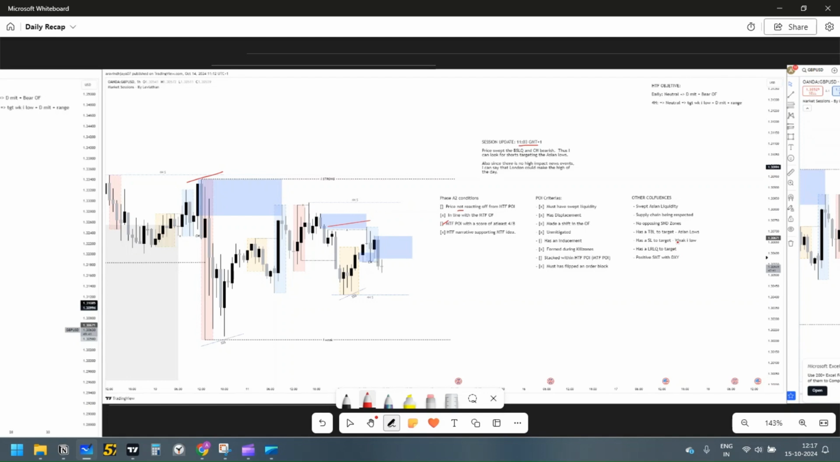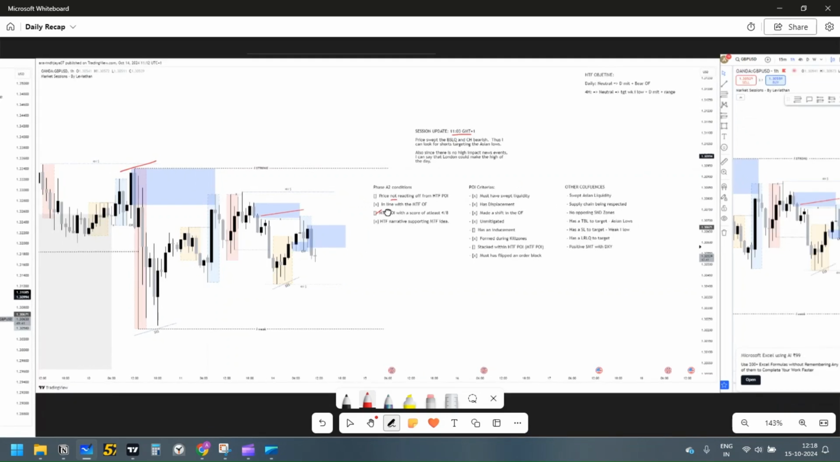What are the other confluences? The Asian high supply chain is being respected, and it has flipped an order block, and there is no opposing supply and demand zone. And there is a time-based liquidity to target. What time-based liquidity? The Asian lows, New York lows and previous week's low. And there is also low resistance liquidity to target, and there is a bearish divergence with DXY. All this adds to confidence that I can take this phase A2 trade in spite of the price being in the 4 hour demand. So that's why focusing on the immediate price action will always yield you trades.